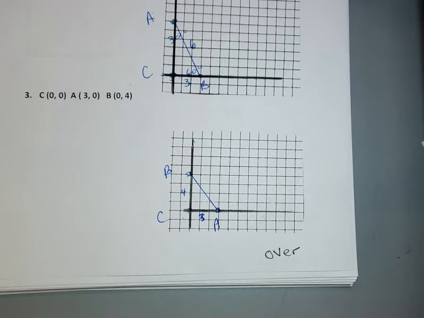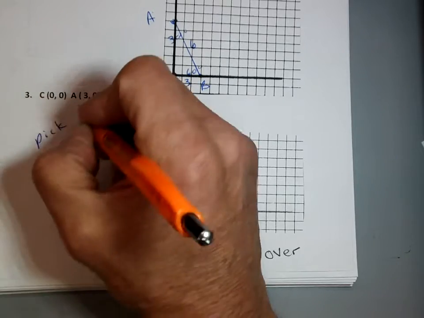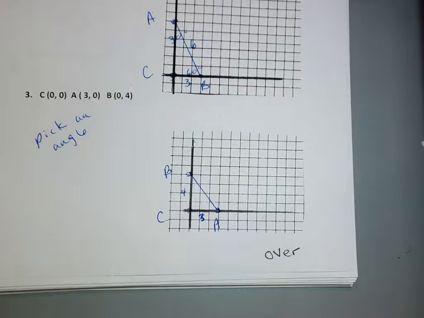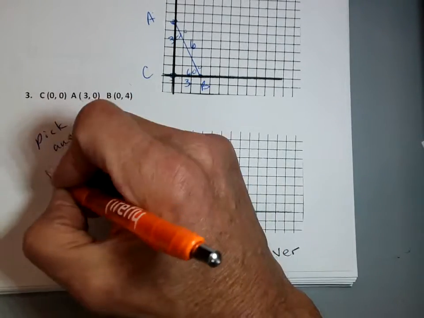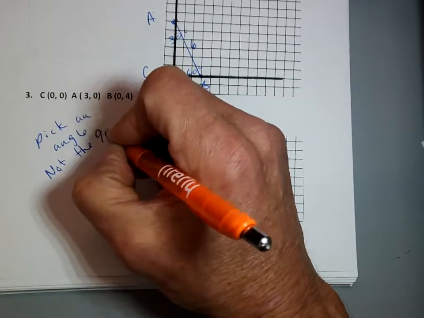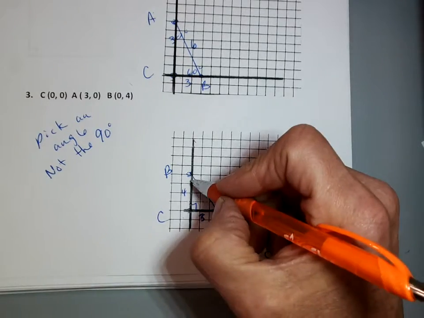Okay, let's go back to 3. Now, here's how you do it. First of all, pick an angle. There's actually two. There's A or B, but you can pick either one. Which one do you want? A or B? It doesn't matter. The 90? No, you can't pick the 90, okay? Pick an angle, not the 90, okay? Because we already know the 90, right? So angle B, okay?